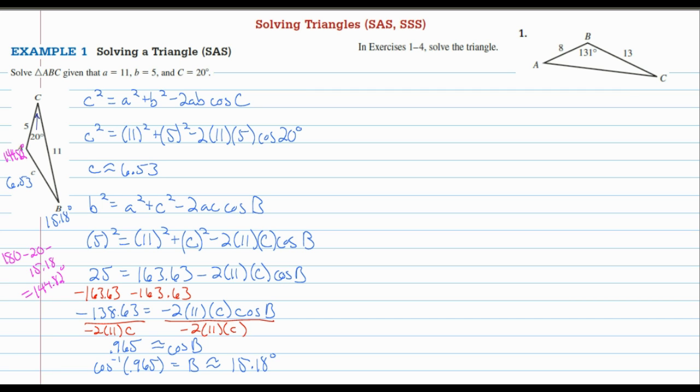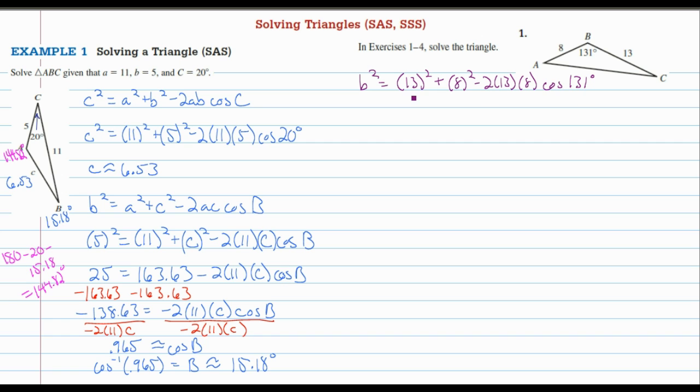The now try problem number 1 gives a side angle side scenario. So I do not know an angle and its opposite side. I have to use law of cosines. Since I'm given angle B, I'm going to use the setup of law of cosines that uses angle B. So I'm going to start out with b squared, which I don't know, equals a squared 13 plus c squared minus 2 times 13 times 8 cosine of angle B, which is 131 degrees.